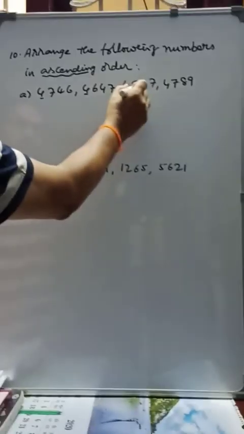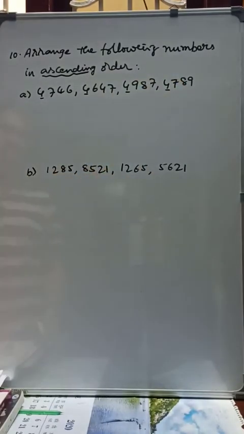After 9, coming to the 10th one, arrange the following numbers in ascending order. What is the meaning of ascending order? Ascending order means from smaller number to bigger number we have to go. To write in the ascending order, first we will compare the 1000 place. 1000 place 4, 4, 4 and 4. All equal numbers are there.